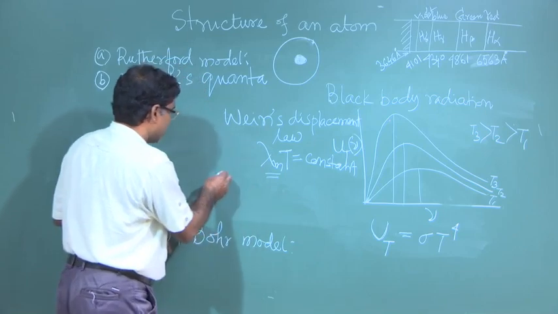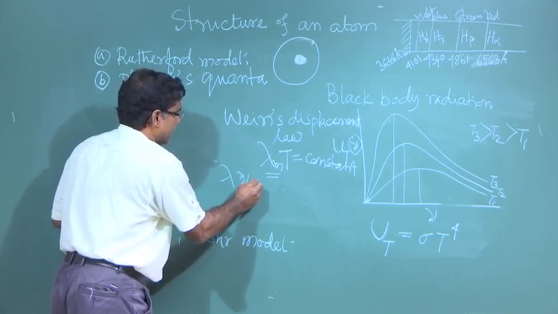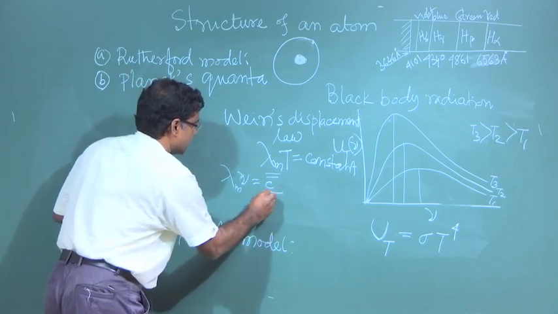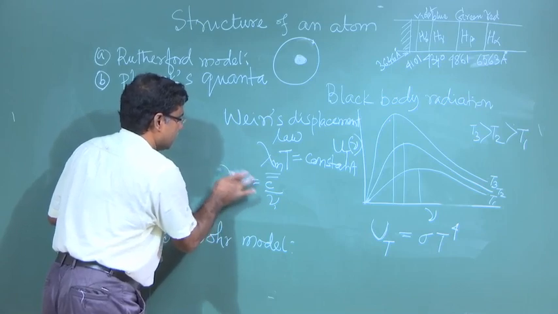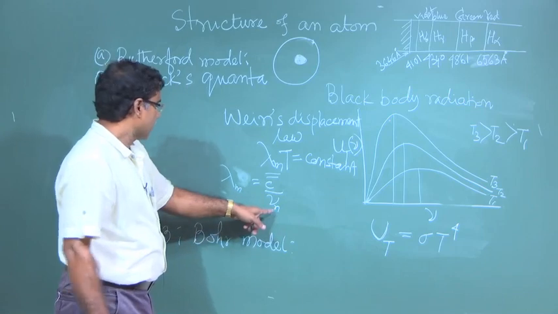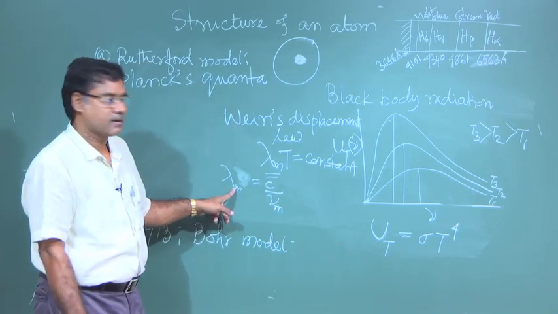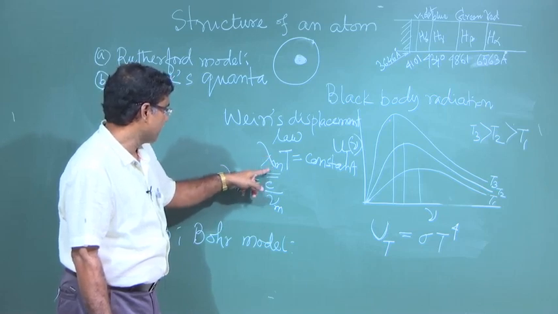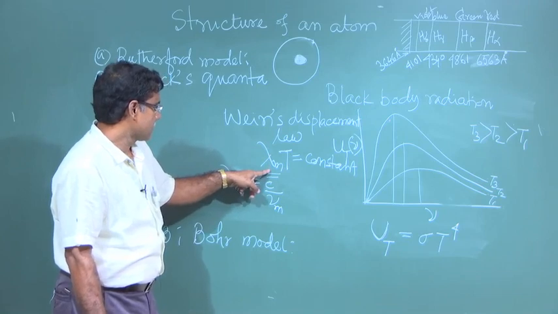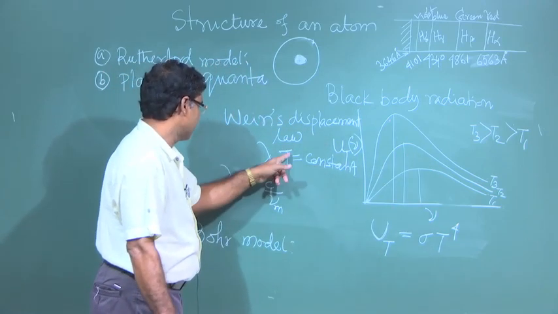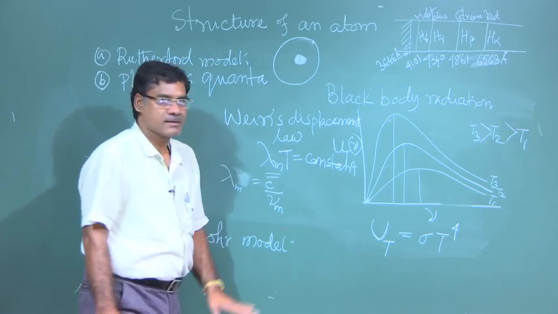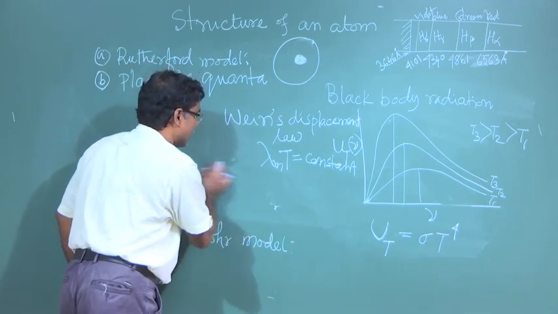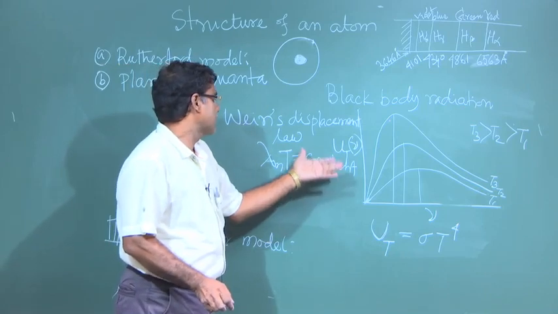This is basically lambda nu equal to C. So one can replace lambda m by C by nu m, okay. That way one can write T by nu m equal to a constant. Anyway, Wien's displacement law can be written either in terms of frequency or in terms of lambda. So that was Wien's displacement law.